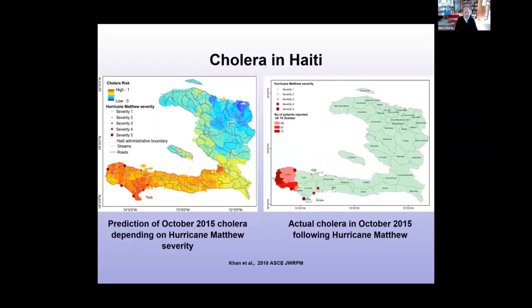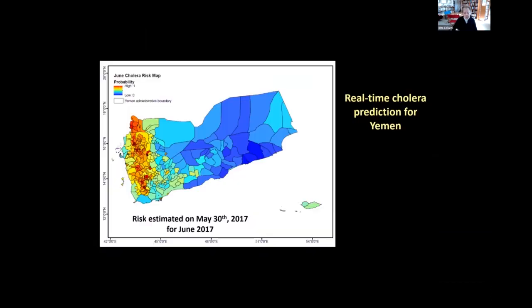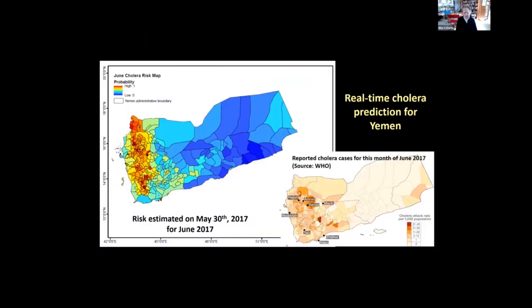In any case, what we did was retrospectively for that 2015 cholera resurgence in Haiti, we did a calculation, and on the left is from our more sophisticated model, the prediction of the risk of cholera. And then you see on the right, the actual cases that occurred in 2015. We did an analysis in Yemen.